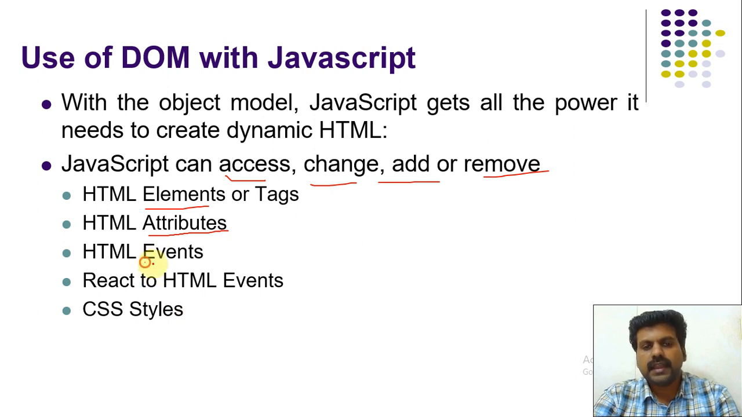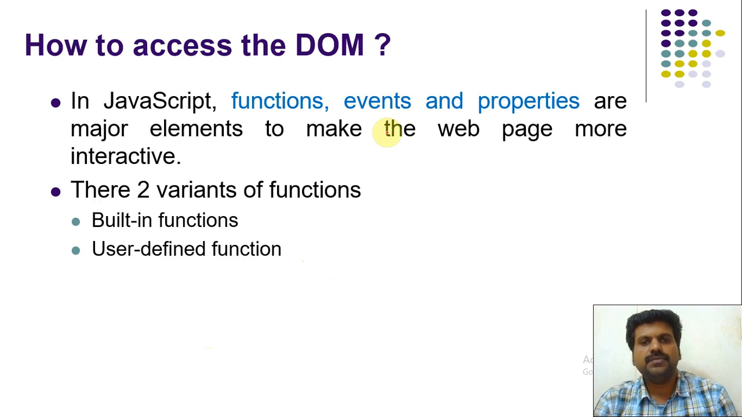So that is called event handling. Like click event is there. We have a load event, and we can write response code for this. For example, react to HTML elements, and also we can change the CSS styling also, right? So these are the things we can perform using DOM, document object model. So now let's start with how we can do it.